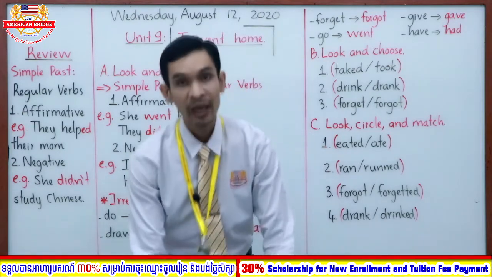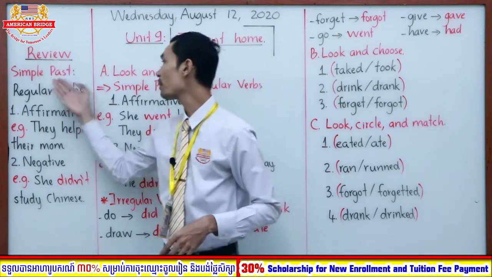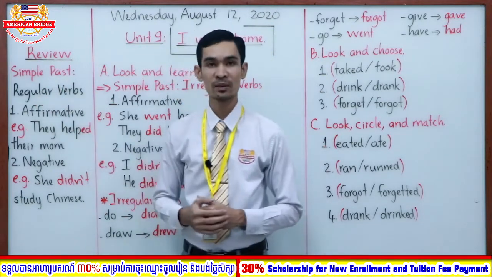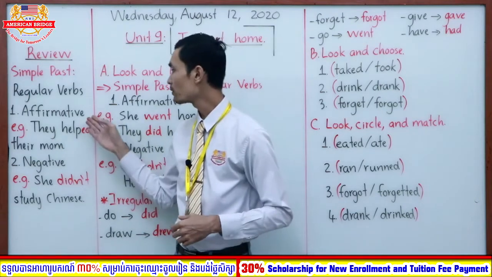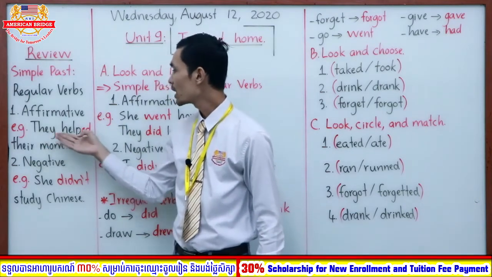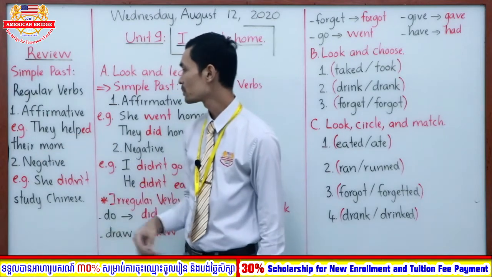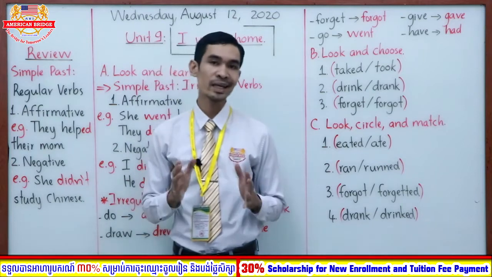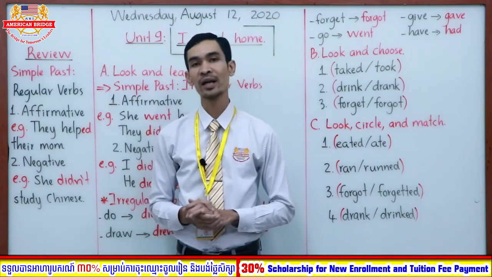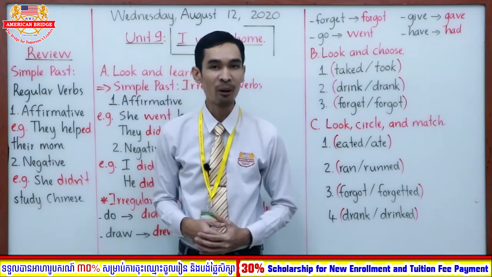In Unit 8, you focused on simple past regular verbs, right? There are two different forms. We have affirmative. Example, they hated their mom. In affirmative, we learned how to add ed, how to add d, and how to add ied, right? Do you remember all of this?